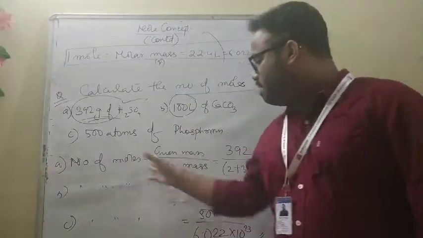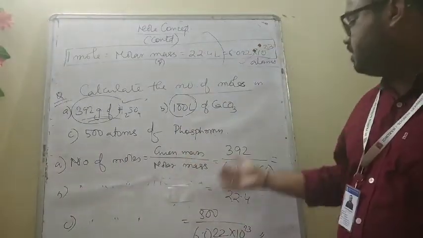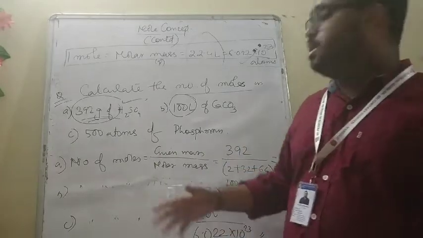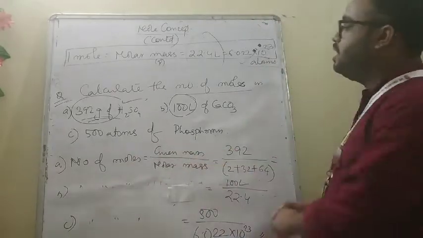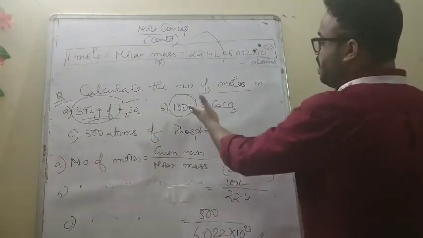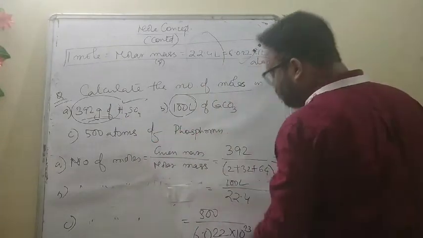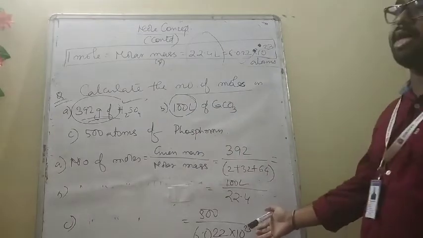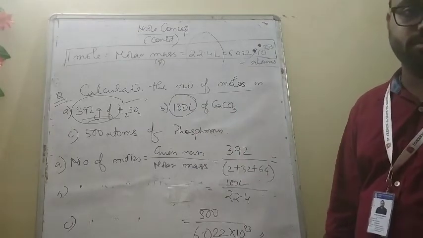जो दिया है वैसा नंबर ऑफ मोल्स तुम लोग निकालो. गिवन मास बाय मोलर मास, गिवन मास नहीं. इसमें लगाया हम गिवन मास बाय मोलर मास बिकॉज मास दिया हुआ है. इसमें हम लगाया गिवन वॉल्यूम बिकॉज वॉल्यूम दिया हुआ है. इसमें हम लगाए गिवन एटम्स बिकॉज एटम्स दिया हुआ है.